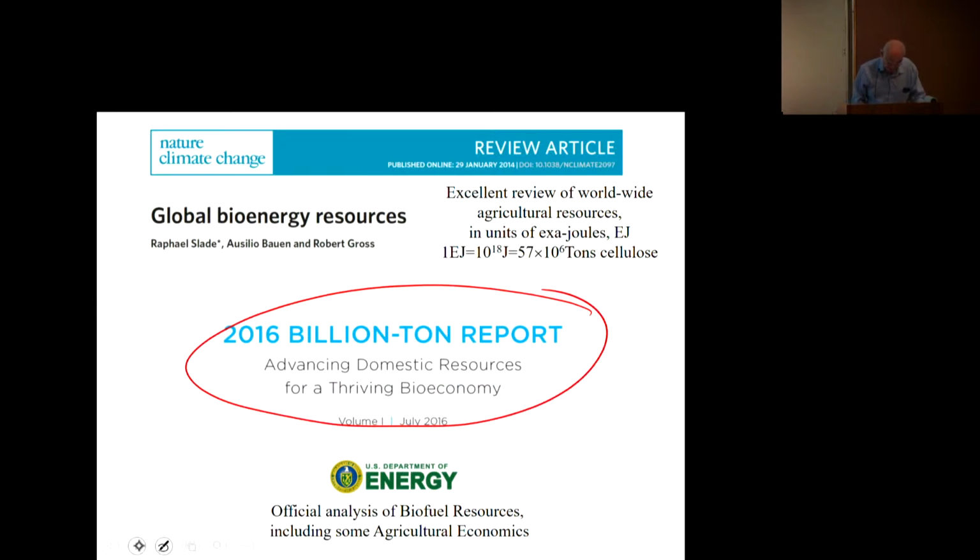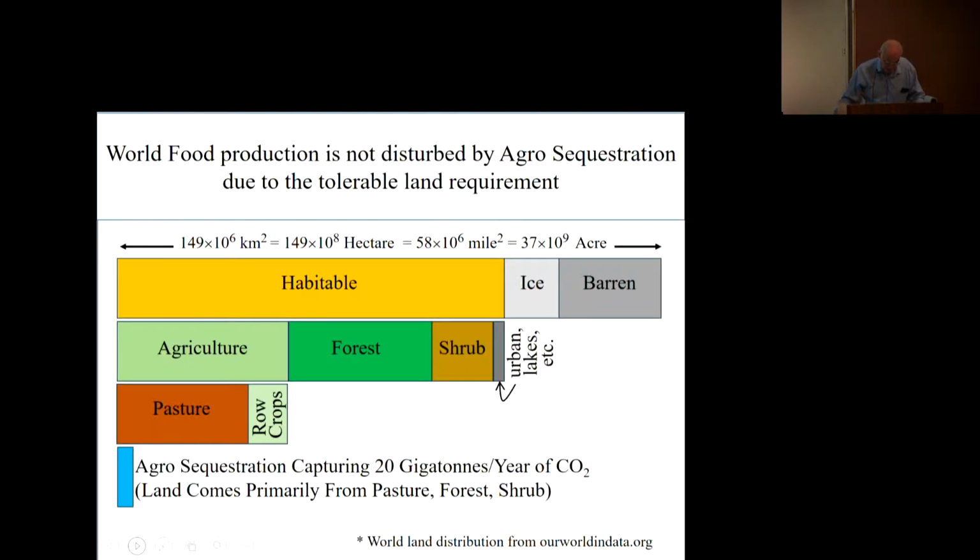And so from those, you can put them together and figure out how much land, how much agriculture you're going to need. And so you can look up the availability of agricultural land. And of course, there are the poles that are covered in ice, and there's other land that is completely hopeless. But there's also normal agriculture, there's forest, there's shrubs, and so on and so forth. So let's look at the normal agriculture.